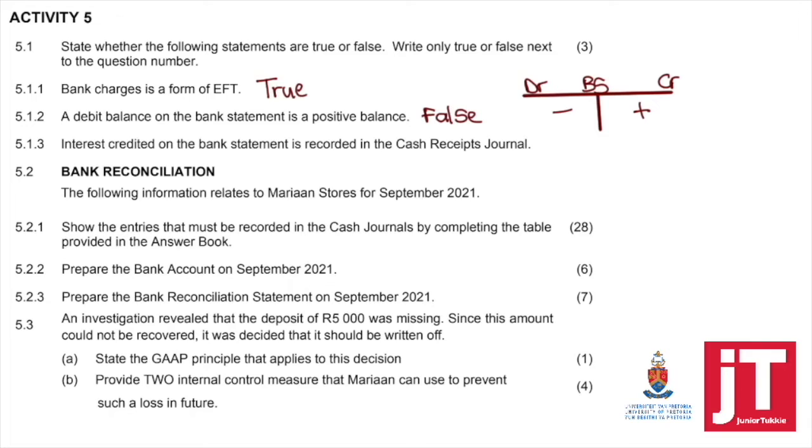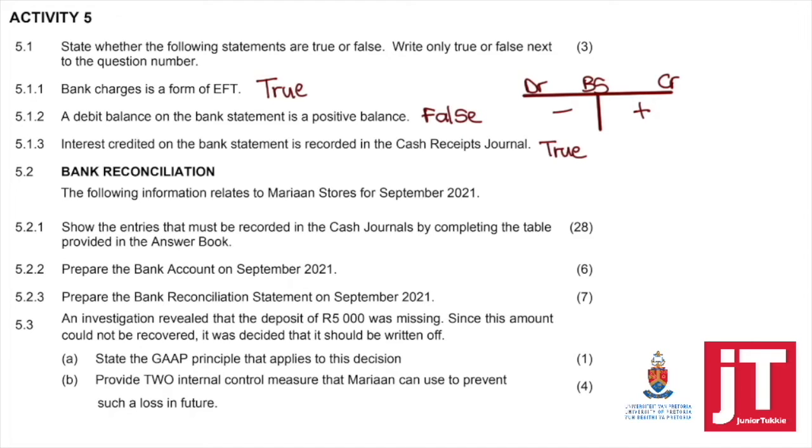The third question, interest credited on the bank statement is recorded in the Cash Receipts Journal. This is also true. Why? Because interest credited on the bank statement is positive. That means the business will receive money. If the business receives money, it's recorded in the Cash Receipts Journal. Now you will notice in tests and exams, there's always these type of questions where we ask theory. So make sure that you always study your theory.